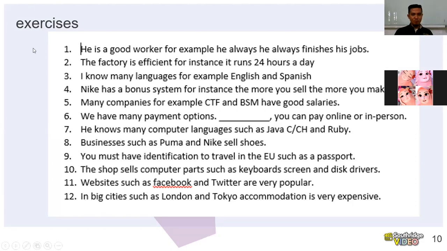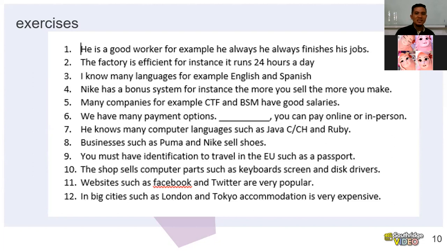Okay, let me read. If you have an idea, you can raise your hand or you can unmute your microphone and answer. He is a good worker. For example, he always, also this is double, he always is actually only one, so you have to drop one. We use only one, right? He is a good worker. For example, he always finish his jobs, right?